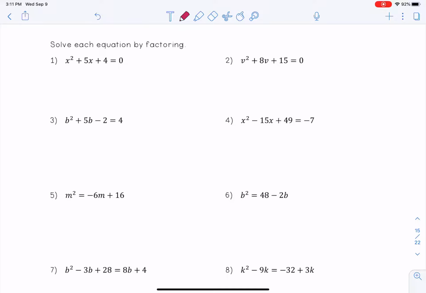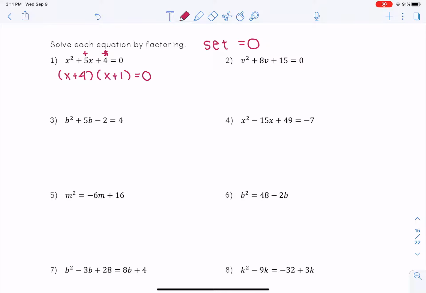So what you want to do is set equal to 0. Then we're going to try to factor. So what multiplies to 4 and adds to 5? 4 and 1. So x plus 4 times x plus 1 equals 0.